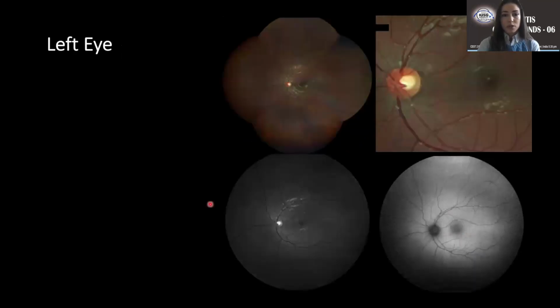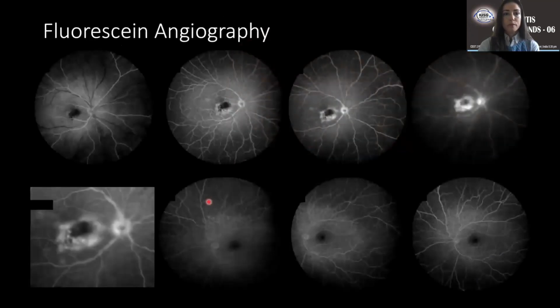His left eye was unremarkable. On fluorescein angiogram, we see early hypofluorescence in the early phases with progressive hyperfluorescence of the margins of the lesion, achieving some fuzzy margins here with some vascular leakage in the late phases, with also leakage from the optic disc. The left eye was unremarkable.